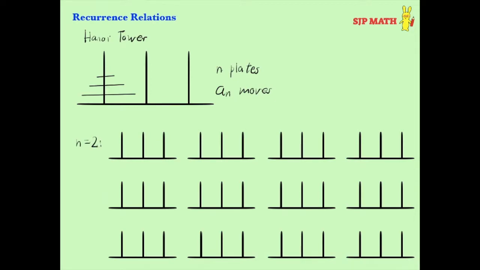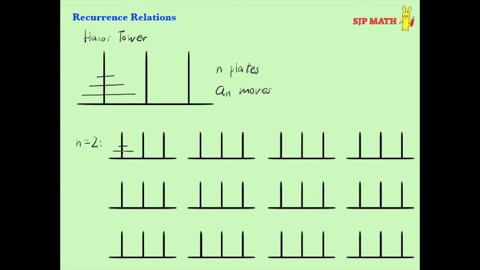For n equals 2, it's pretty simple. We just have two plates, one bigger and one smaller. The structure of how we're going to do this is we're going to move the top part out of the way so that we can move the base part to here, and then we're going to move the top part back on, because we can only move one plate at a time.